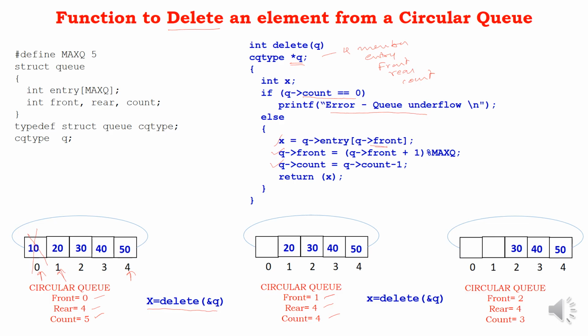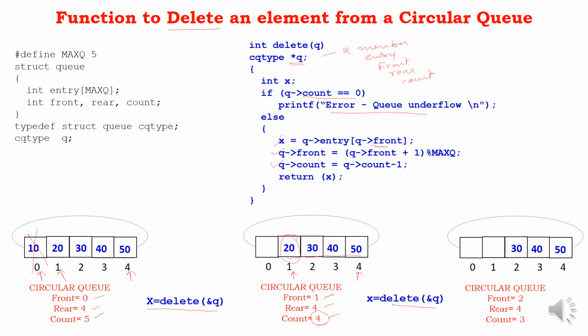See here, front is at position 1, rear is at position 4. There are 4 elements in the queue. Again you want to delete one more element. X is delete address of queue. Now queue is a structure of 4 members, that too it is a pointer which contains entry, front, rear, count. If count is 0, what is count? Count is 4, not equal to 0. So these 4 statements will get executed. Entry of front is assigned to x, front is 1, 20 is assigned to x.